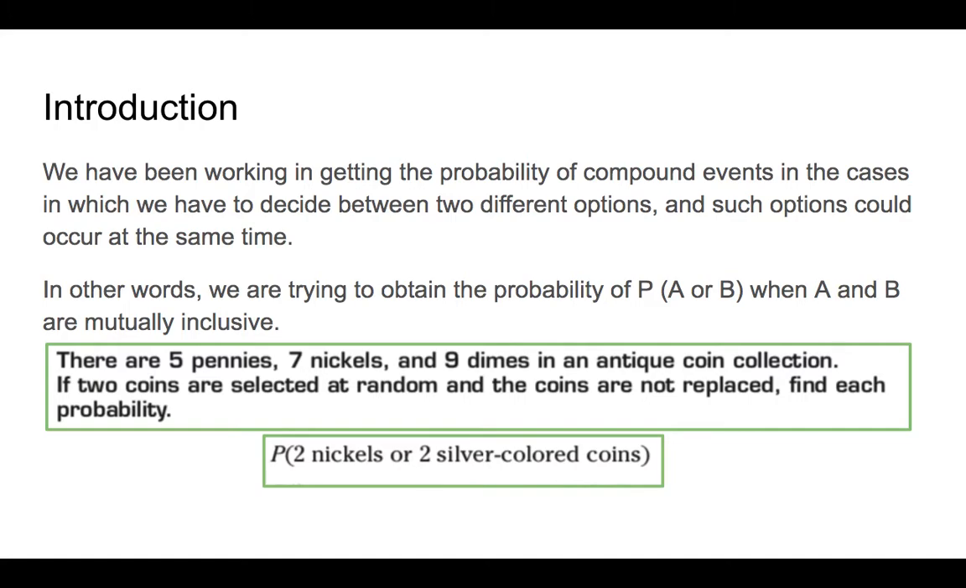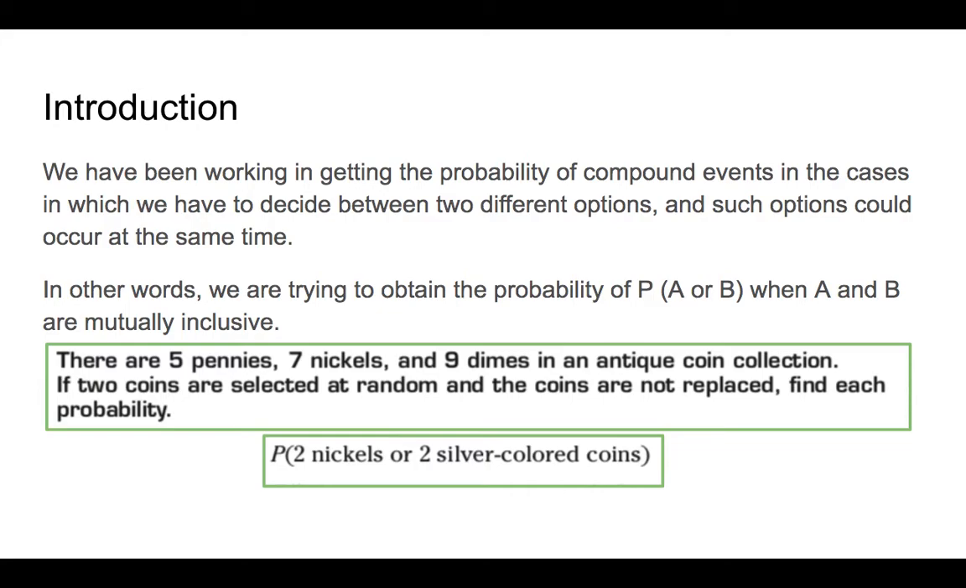Yet another example of this comes in, for instance, this problem. If you have 5 pennies, 7 nickels, and 9 dimes in a coin collection, and you're asked to select two coins at random, find the probability that you either pick 2 nickels or 2 silver colored coins. Well, the 2 nickels is one instance, that's A. 2 silver colored coins is the instance B. But nickels and dimes are silver, pennies are golden. So you can have both things happening at the same time because the nickels are also silver colored coins.